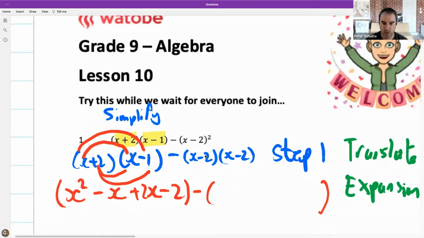I want you to just work out what this bracket should be. Leave the minus in front, and I'll give you 30 seconds or so to see, can you multiply out x minus 2 times x minus 2 correctly? Because this is really repeating the first part that some of you got wrong, and so I want to give you a chance to catch that up.